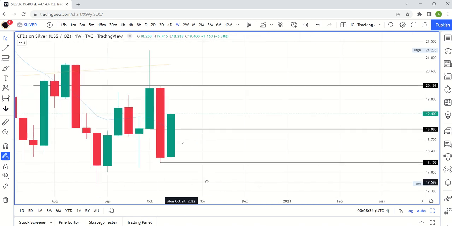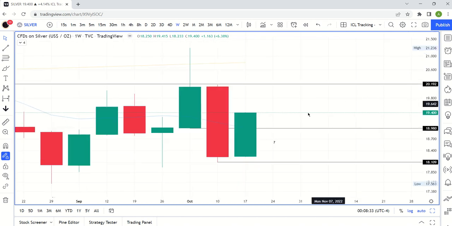I'll zoom in to make sure we can all see it. This is the current week that just closed, right? Did not make a new low. It would have needed to go below 18.096 to make a new low. Did not do that. But it didn't make a new high either. It just stayed inside. But we closed above the 10-week moving average.